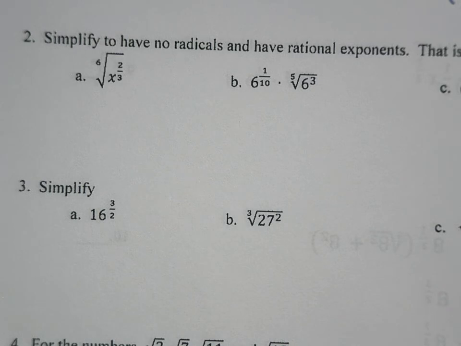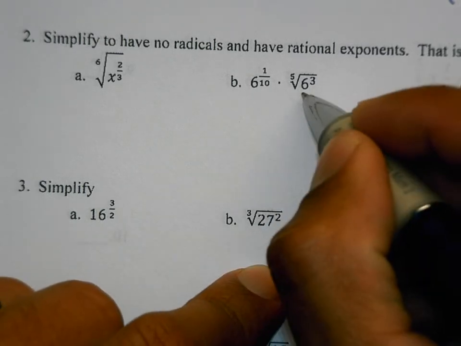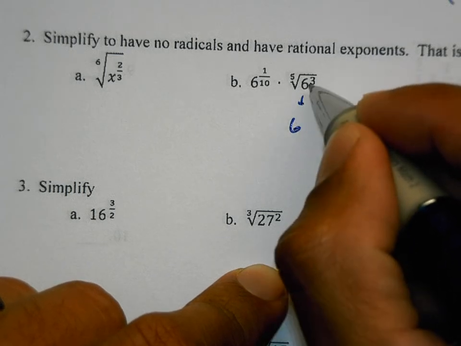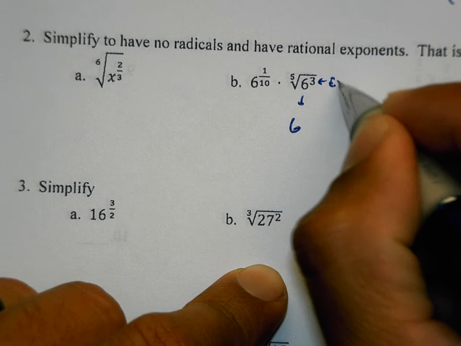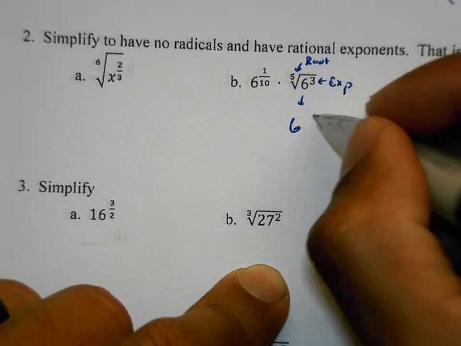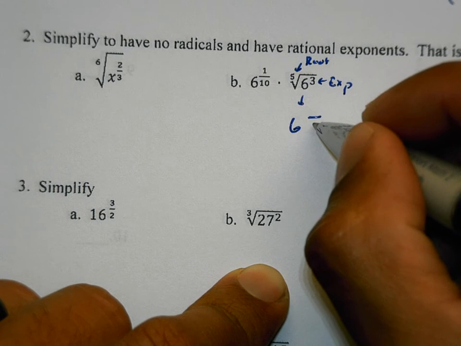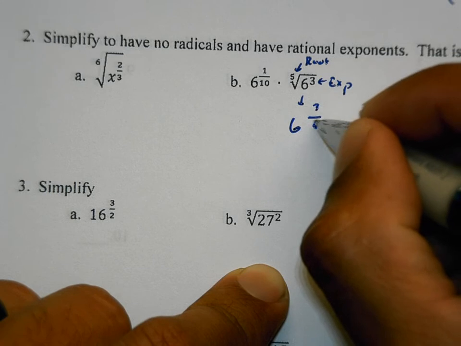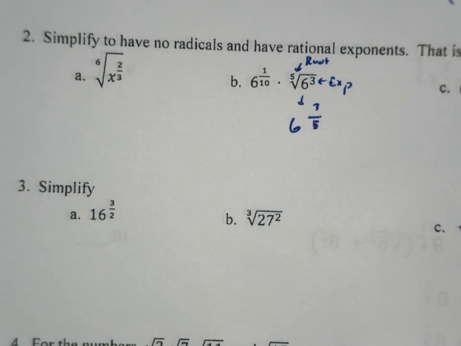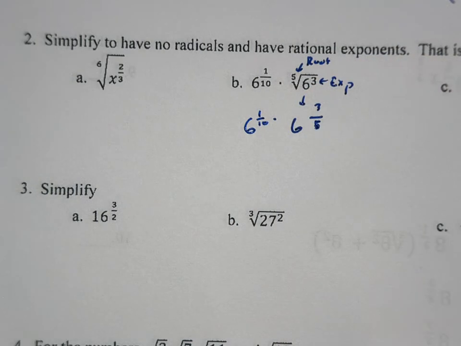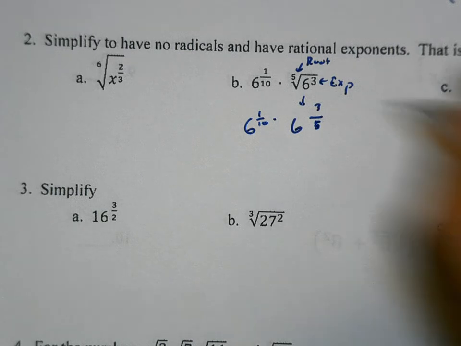You're supposed to remember that this can be written as a base of 6. This is your exponent, and this is your root. Roots grow on trees, on the bottom, so I'm going to put the root on the bottom, and the exponent is a power. You get your power from the sun. The sun's up above. So I'm going to call this 6 to the 3/5 power times 6 to the 1/10 power.